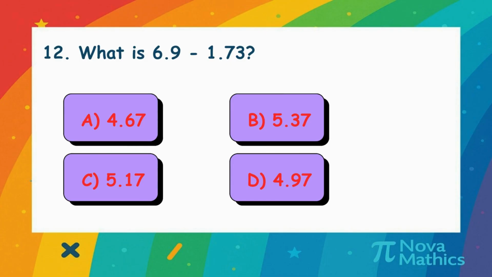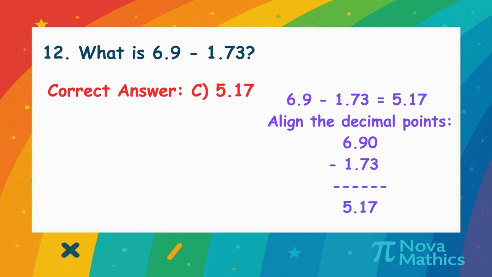12. What is 6.9 minus 1.73? Correct answer is 5.17. Think of it like regular subtraction, just with decimals. You'll get 5.17.